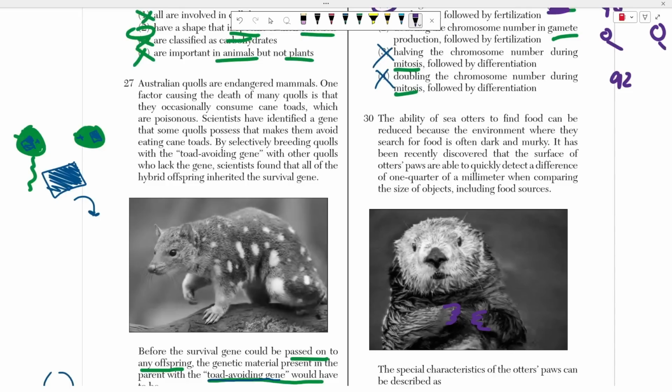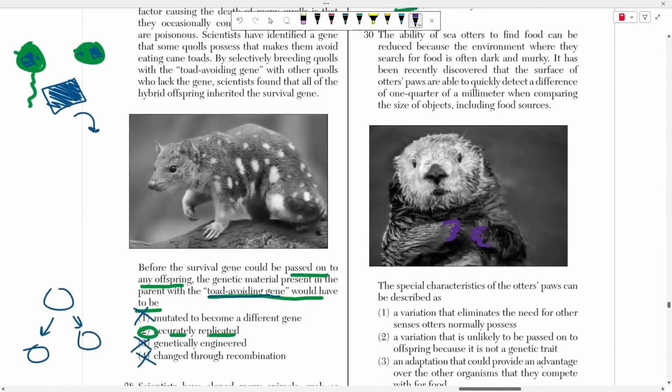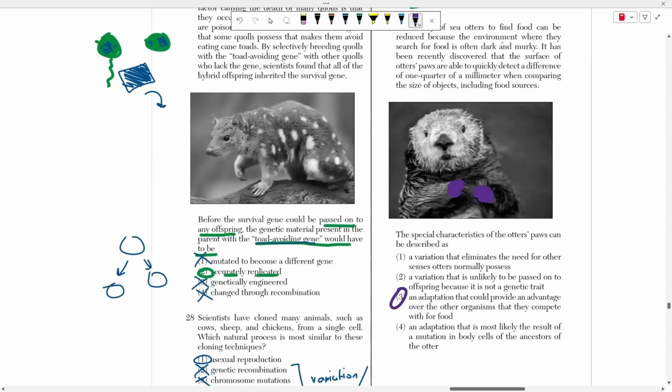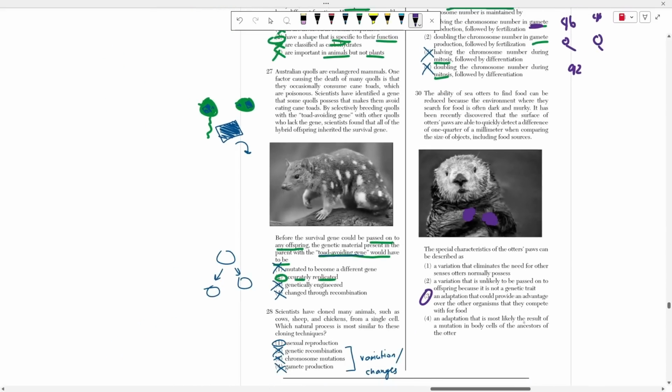The special characteristics of the otter's paws can best be described as an adaptation that could provide an advantage over other organisms that they compete with over food, right? So because they're able to detect the shapes in their food more reliably than other organisms, then they will have an advantage, right? Any special feature of an organism is generally an advantage that they adapted over many generations to help them survive, right? That's all of the 30 multiple choice questions from part A in one video.